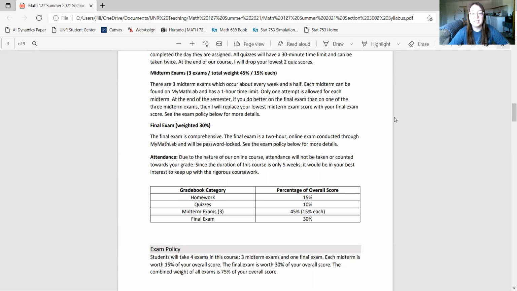So then midterm exams: the total weight of all of your midterm exams is 45%. There are 3 midterms, so they each come out to 15% of your grade.